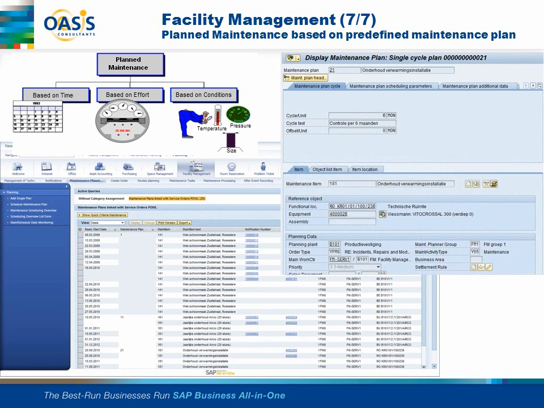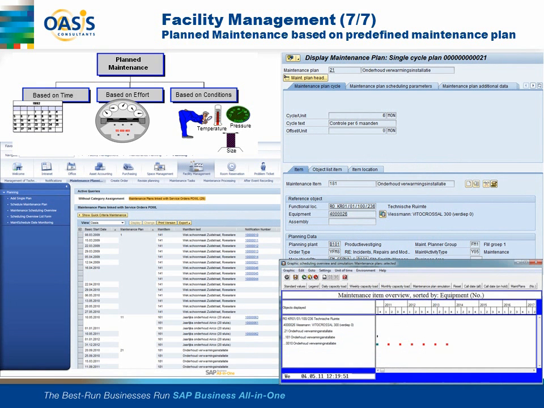You have the maintenance plans and you can display them, you can report on them, and you also have the costing of those maintenance plans. And here you see the graphical overview of that maintenance plan per equipment or per room or per equipment group.